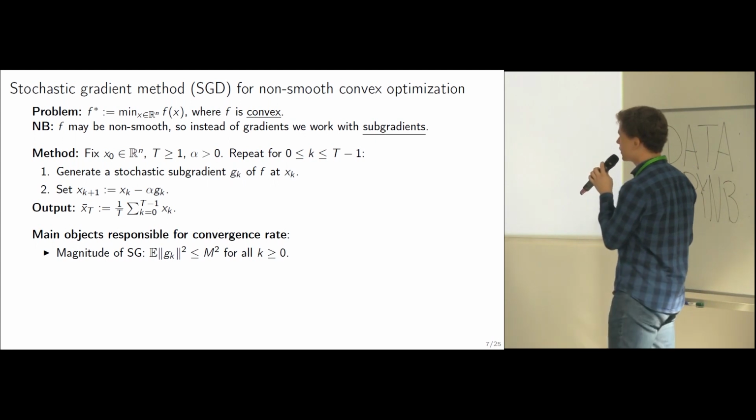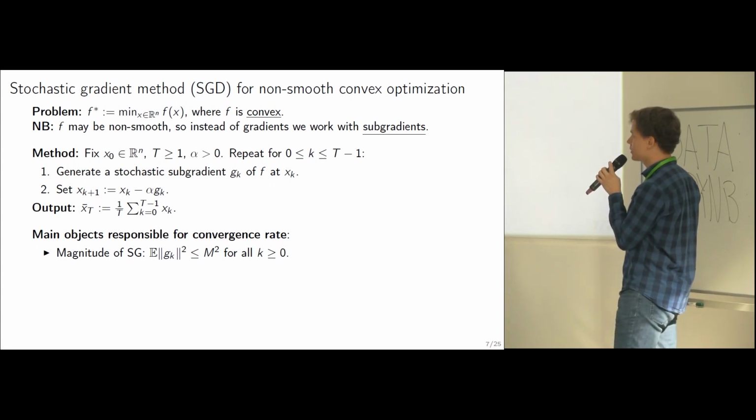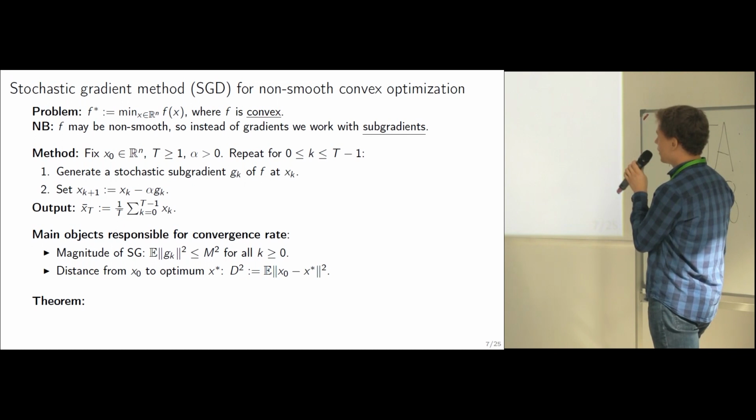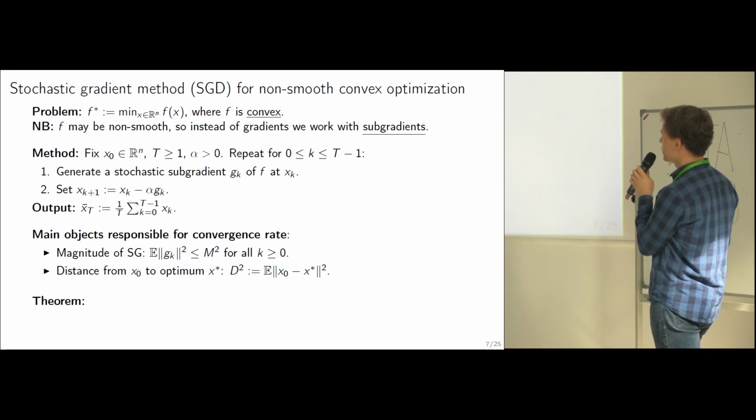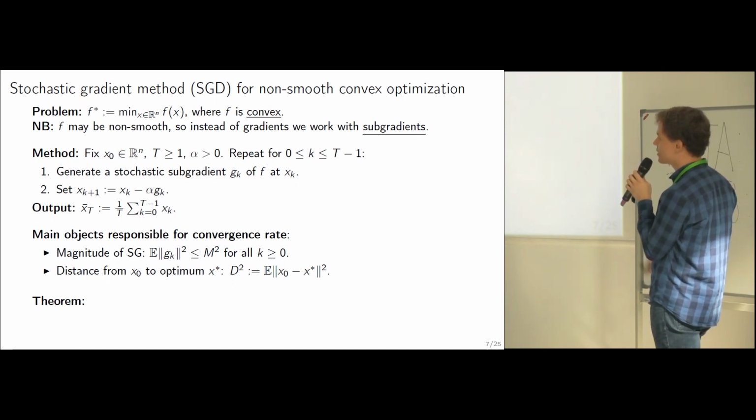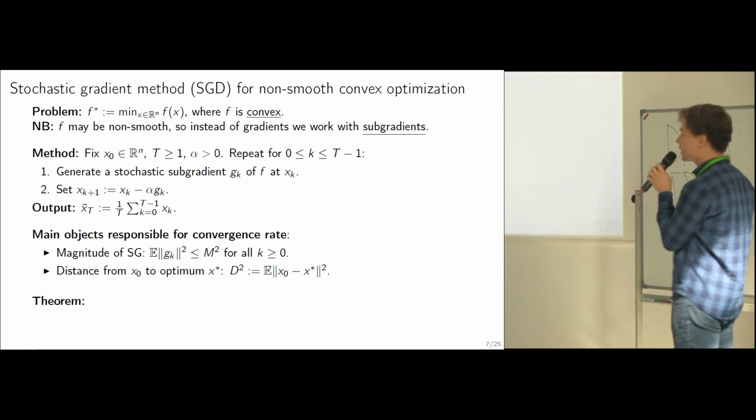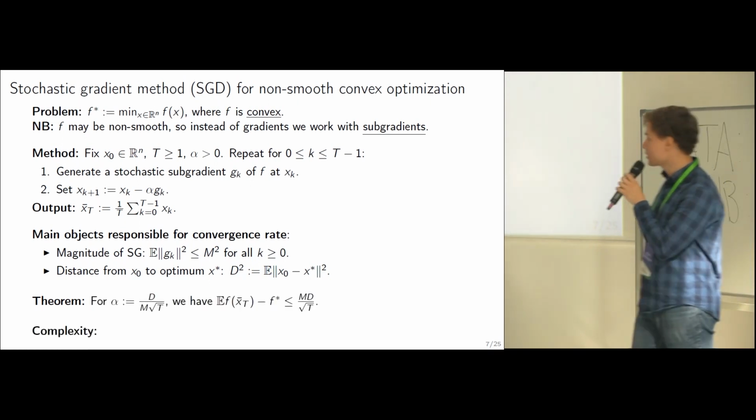But right now, think of m as the size of a stochastic gradient. And another important quantity is, of course, the distance from the initial point to the solution. It seems reasonable that the closer the initial point x0 to the solution, the faster the method should converge. Okay, let us look now at the main result about this method.